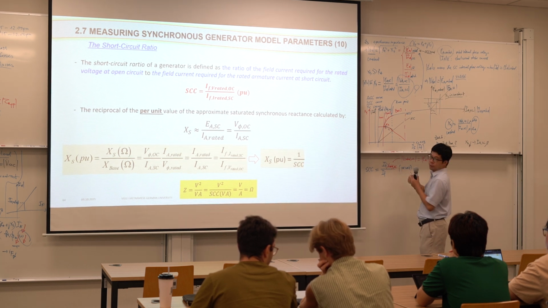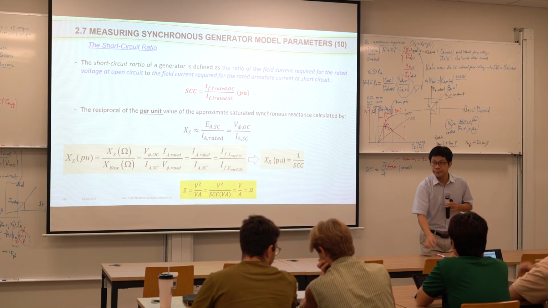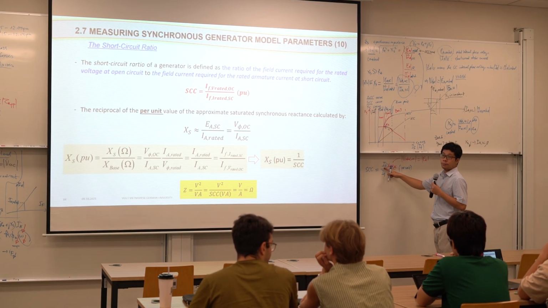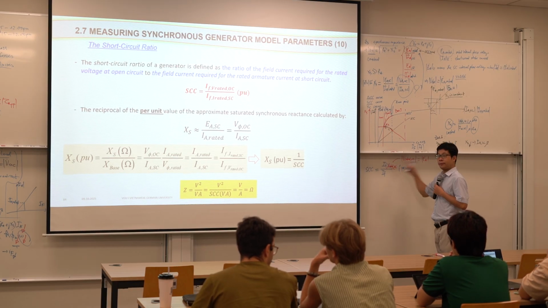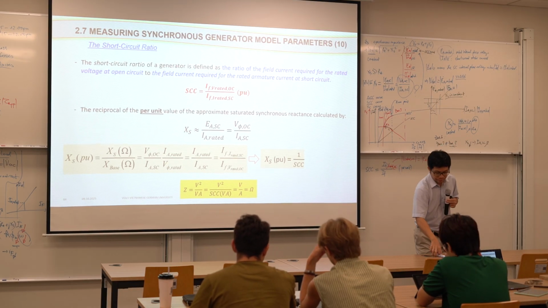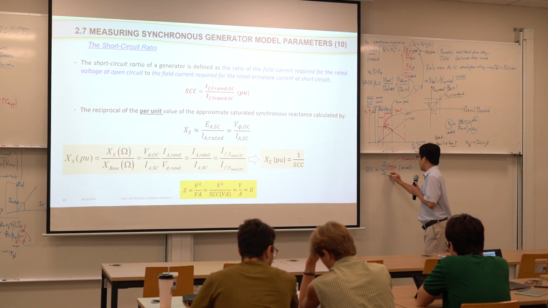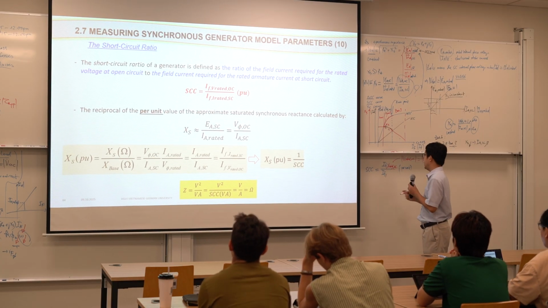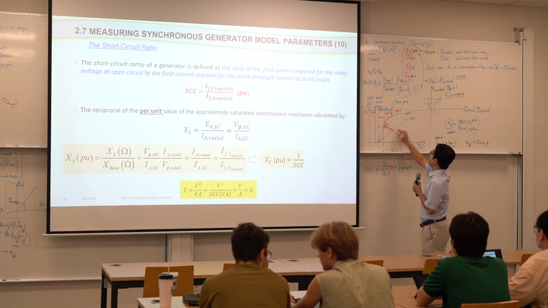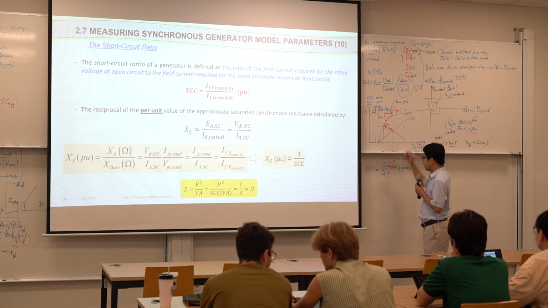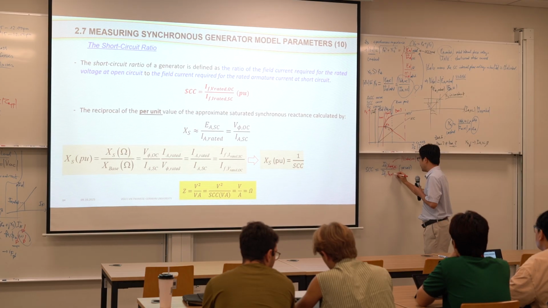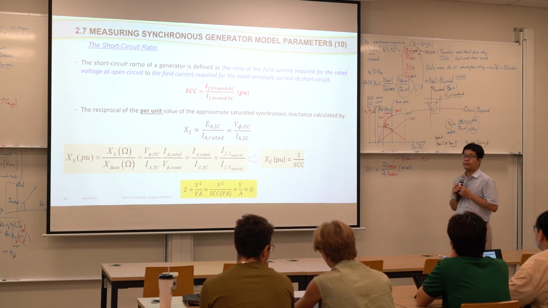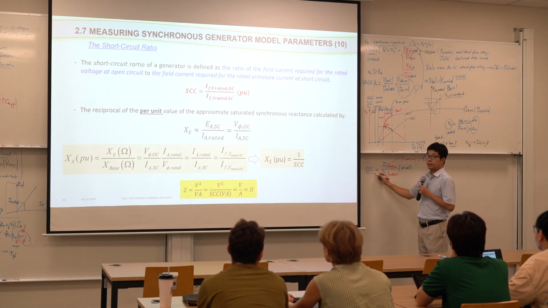So IF is high or small? Later on. So we increase IF, and then we observe the IA, this is IA, right? So if we get IA rated for short circuit test, we stop. You can get the short circuit ratio.